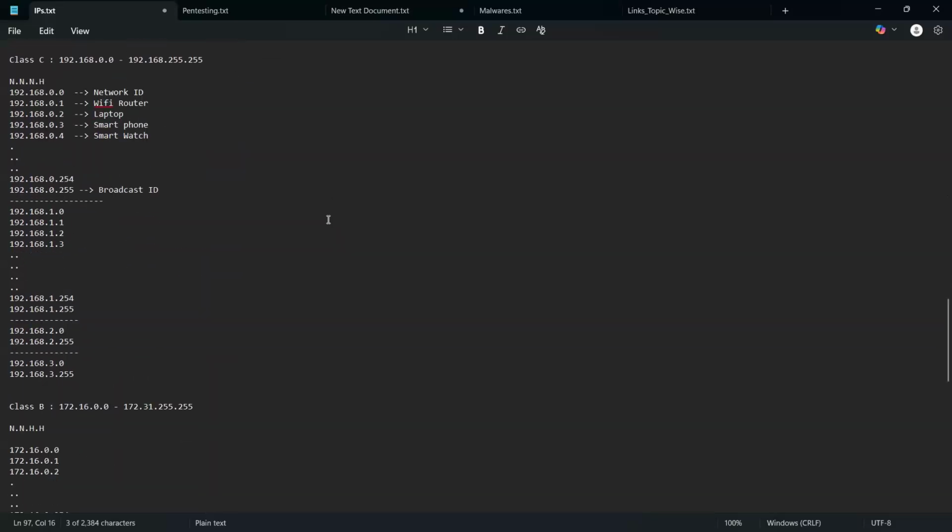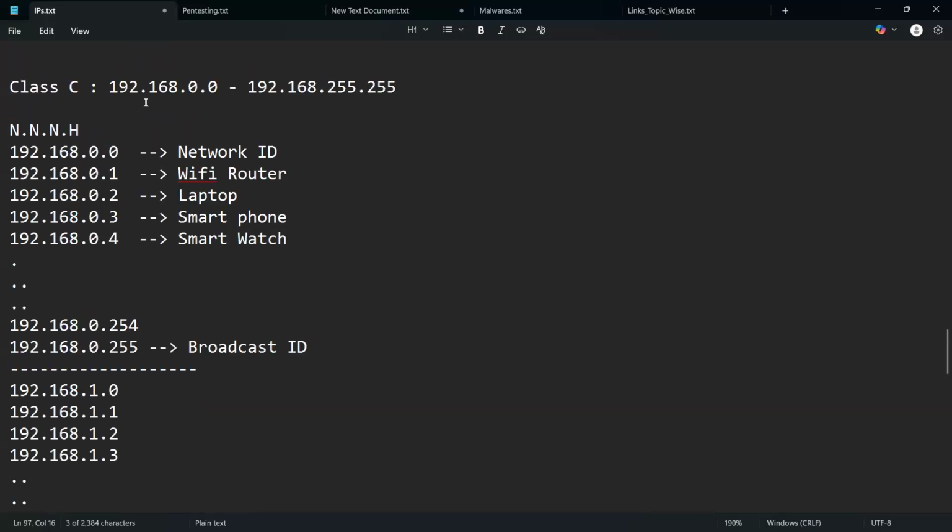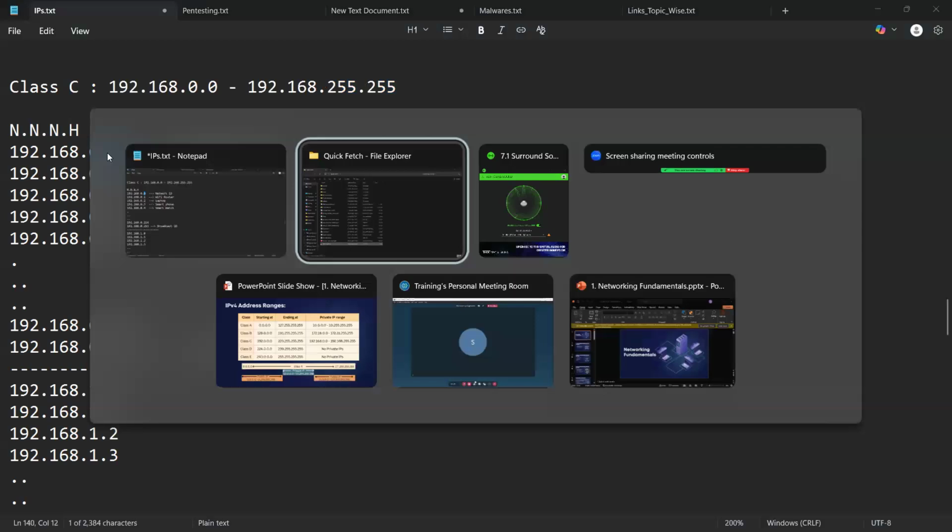So here, if you notice, I've written down the same exact IP. Class C: 192.168.0.0 to 192.168.255.255. Now in this address, the first 3 portions are the network portions, and the last portion is the host portion. So this 192.168.0 is the network portion, and this last octet here is the host portion.